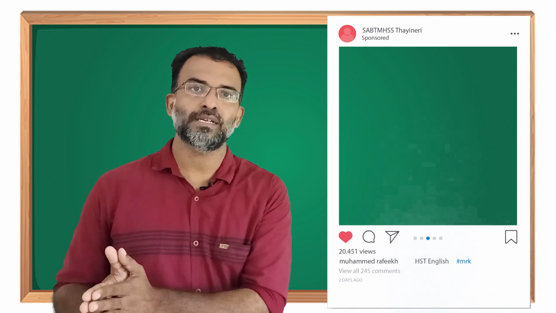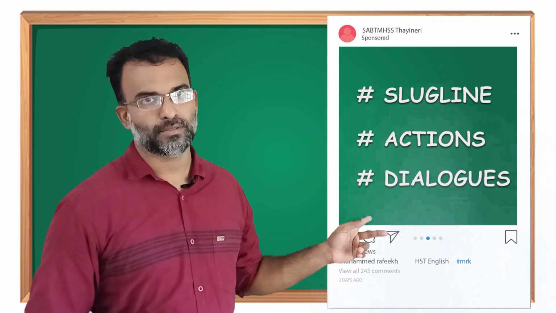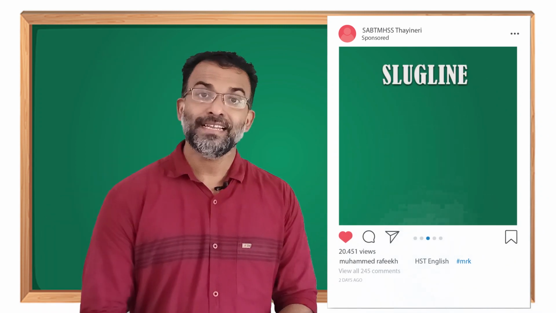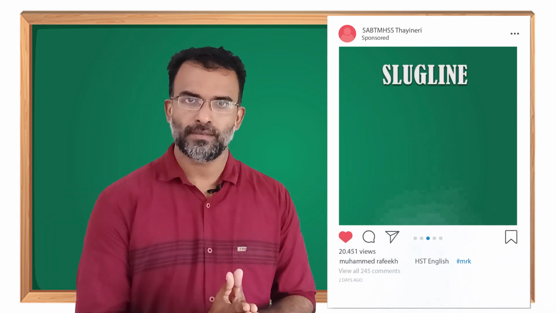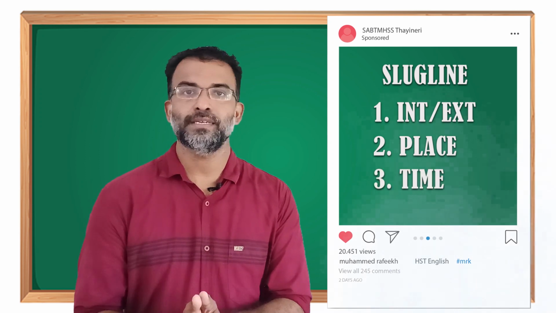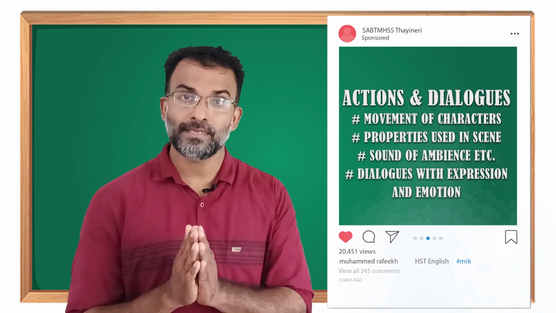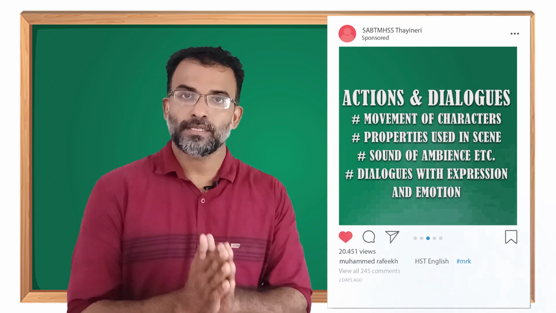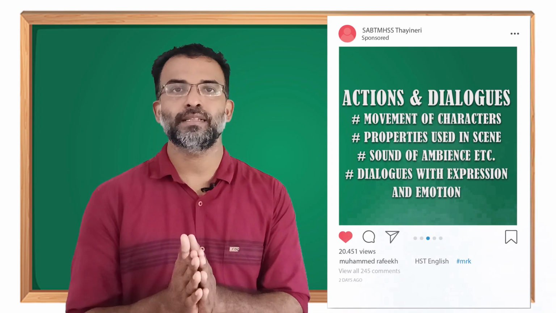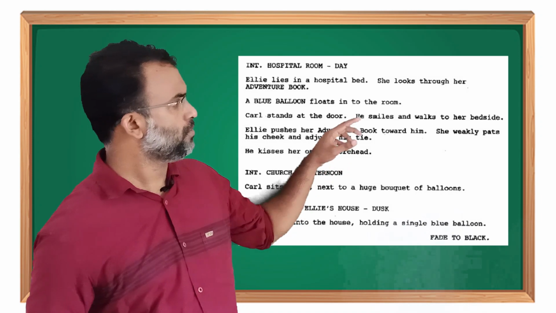A screenplay should consist of three things: a slug line, actions, and dialogues. These are the three things that a screenplay should consist of. And what is a slug line? In a slug line, three things are mentioned: whether the scene is interior or exterior, where the scene takes place, and when the scene takes place. And we should also mention what actions a character does in a particular scene, what properties are used in that scene, and what dialogues a character delivers in that scene. So let me show you a model for a screenplay.